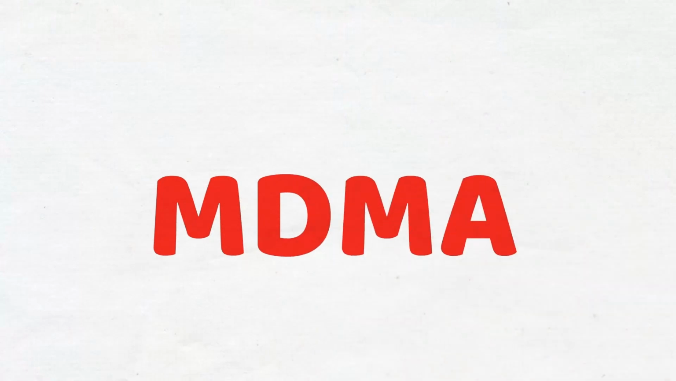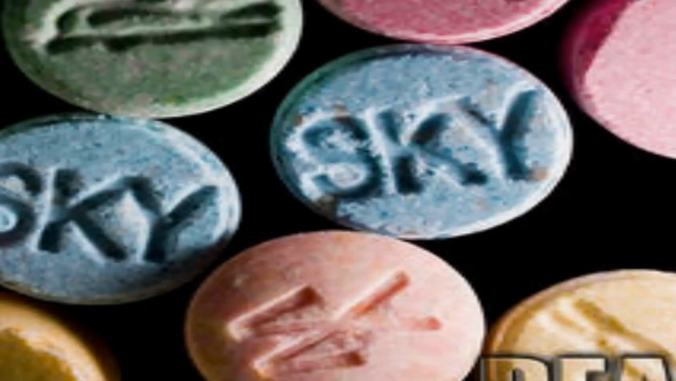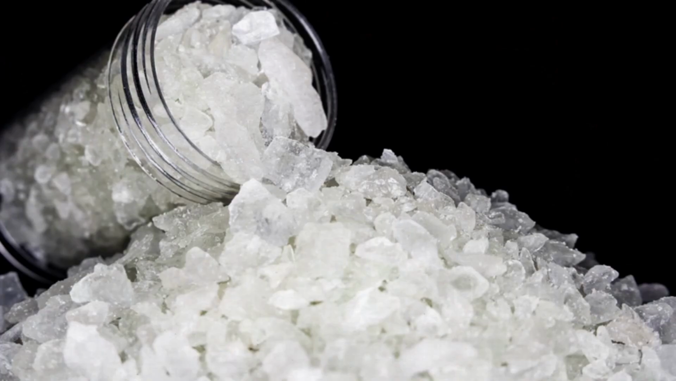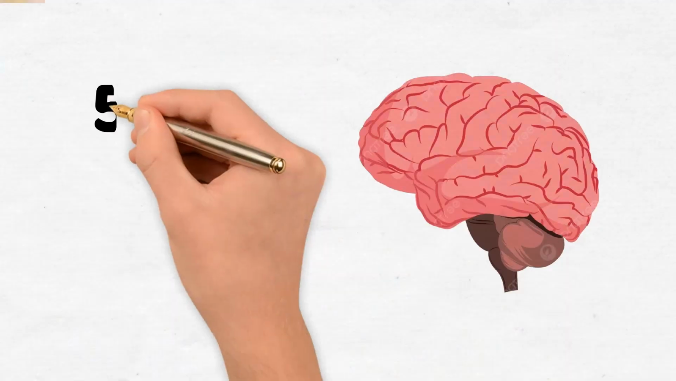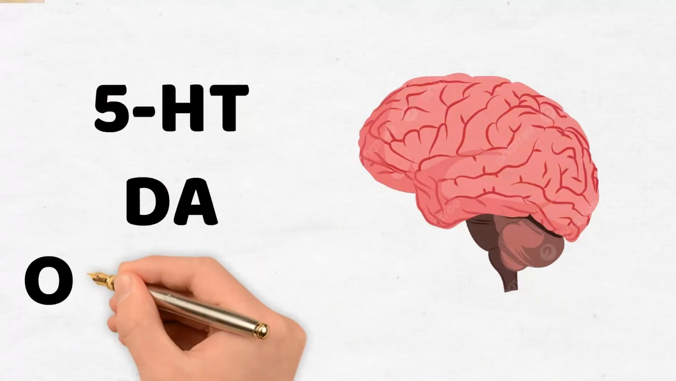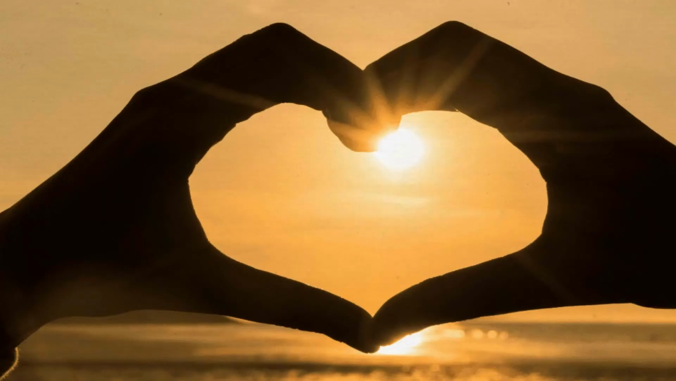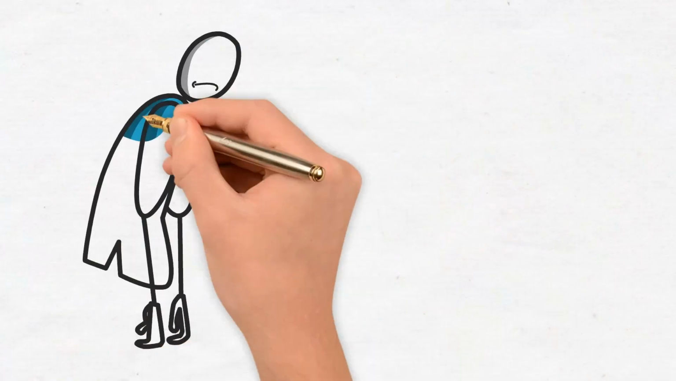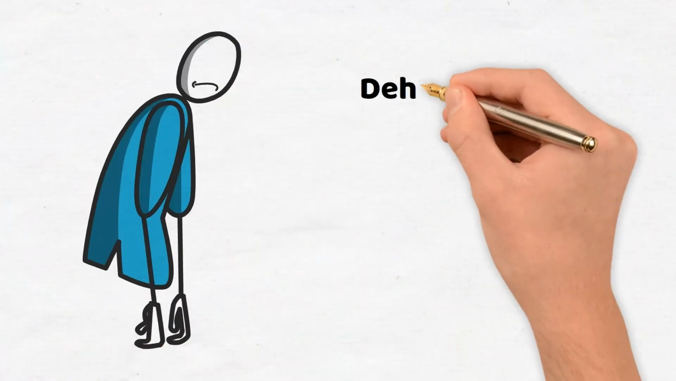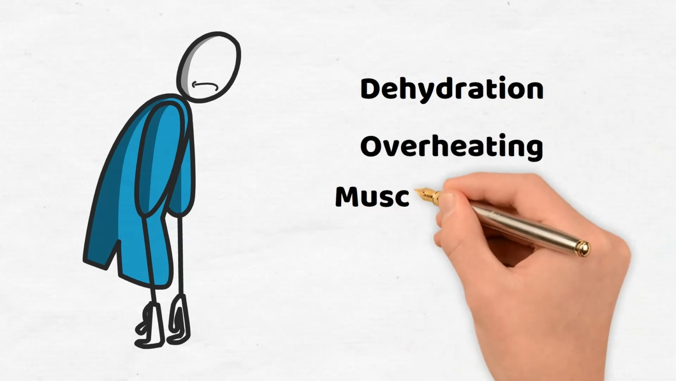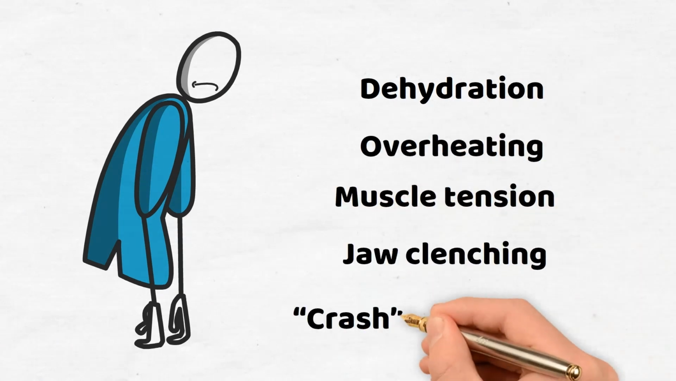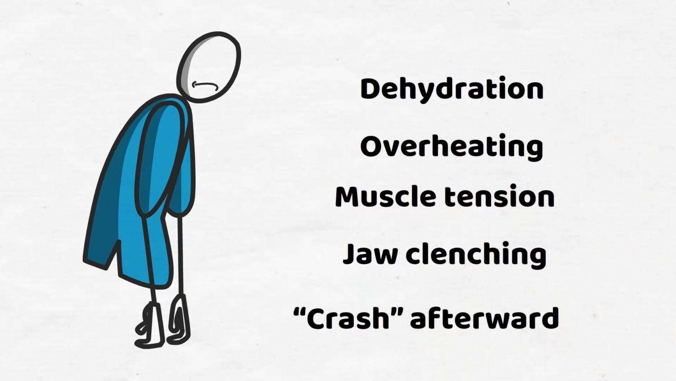MDMA. MDMA is typically taken as a pill, ecstasy, or powder, Molly. It increases serotonin, dopamine, and oxytocin, producing empathy, emotional warmth, and sensory enhancement. Its adverse effects include dehydration, overheating, muscle tension or jaw clenching, and a crash afterward due to serotonin depletion, often resulting in low mood. LSD.